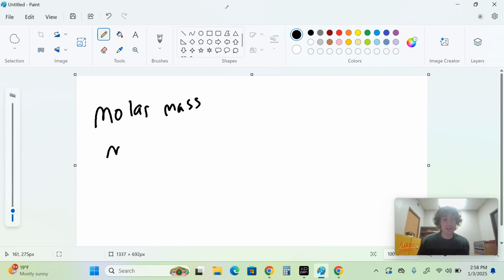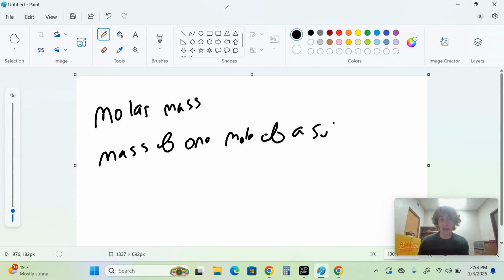Molar mass is simply the mass of 1 mole of a substance. Notice I say a substance. It could be an element. It could be a compound. I suppose you could do a mixture too, but that would be kind of messy.